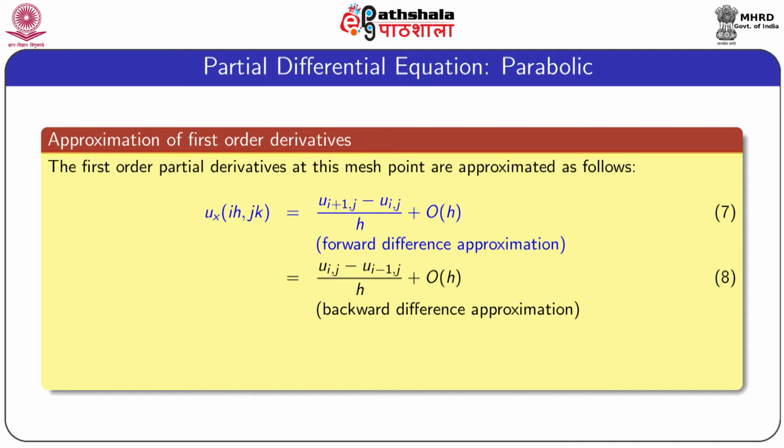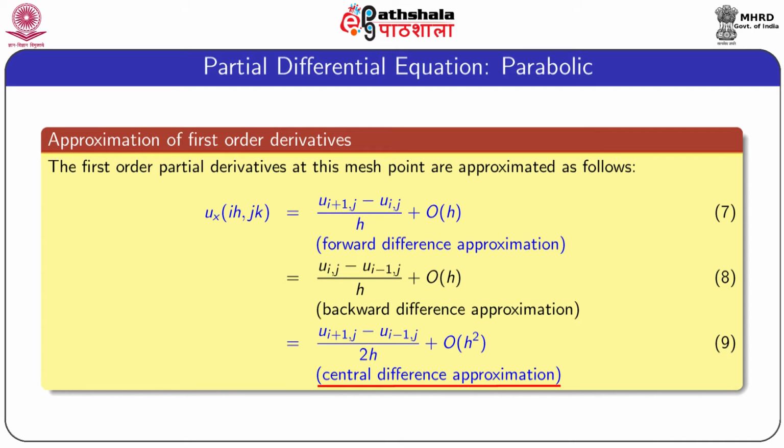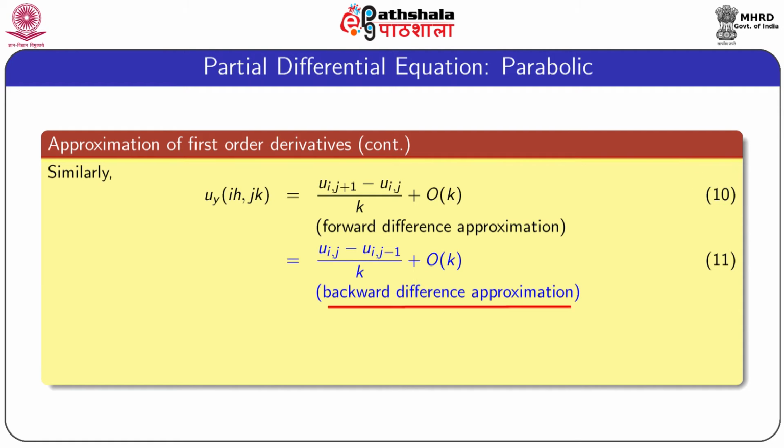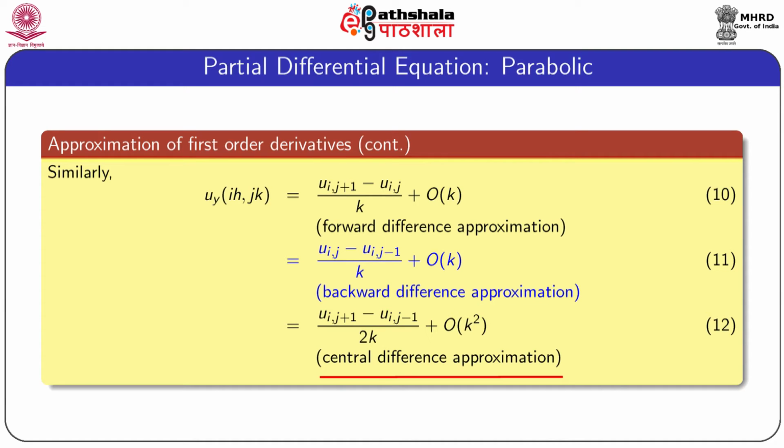This is the backward difference approximation of del u del x. The third representation, that means the last representation, is nothing but the central difference approximation of del u del x. In this approximation, the order of the error term is h square. Similarly, del u del y can be approximated with the help of the forward difference approximation, represented by equation 10, this is the backward difference approximation and this is the central difference approximation. Note that the central difference approximation gives a better answer than the forward and backward difference approximations.